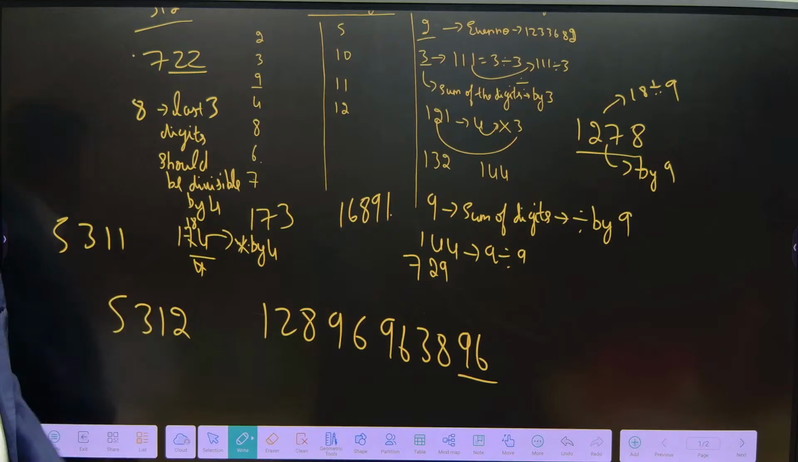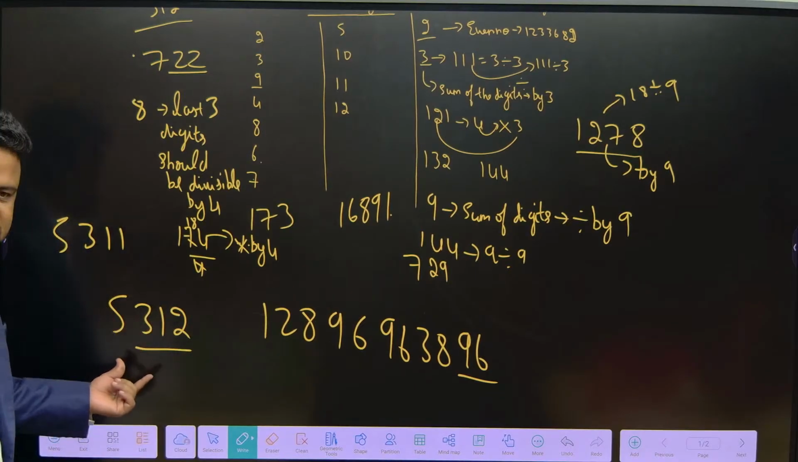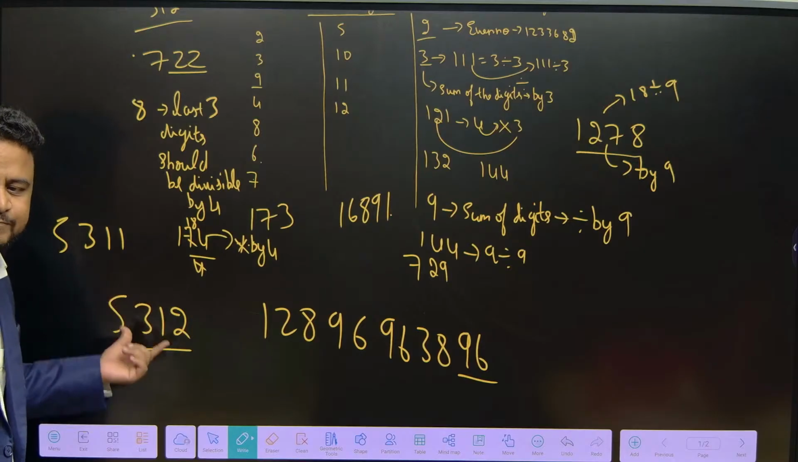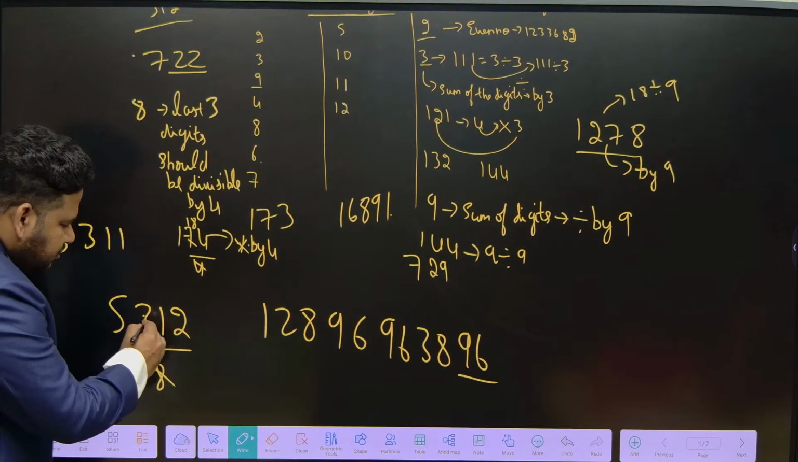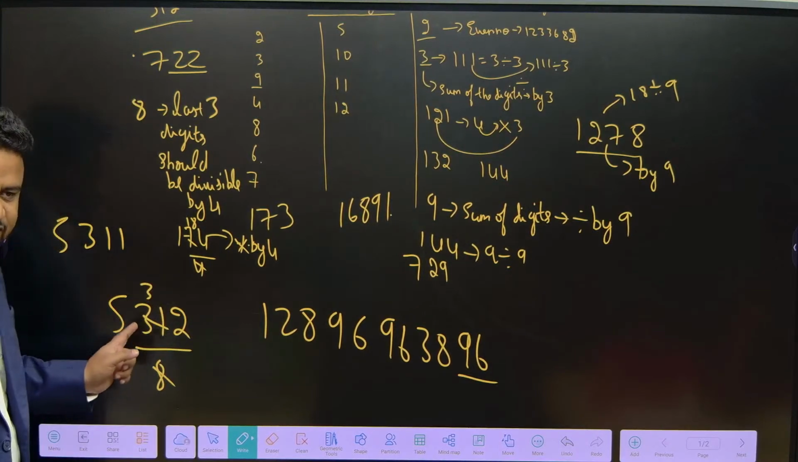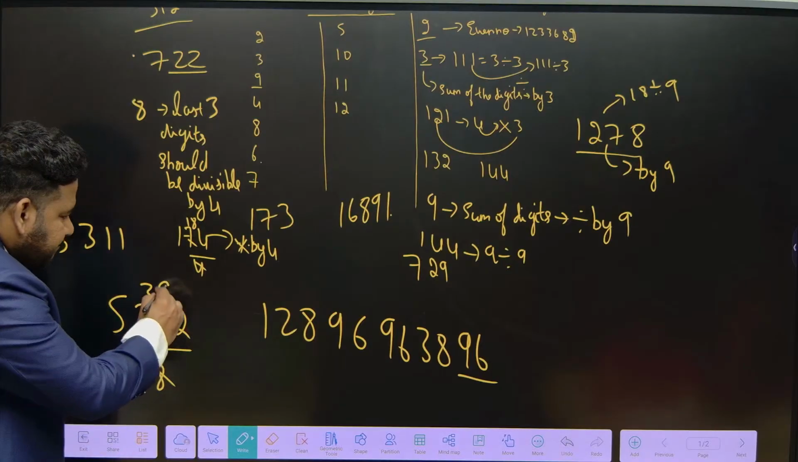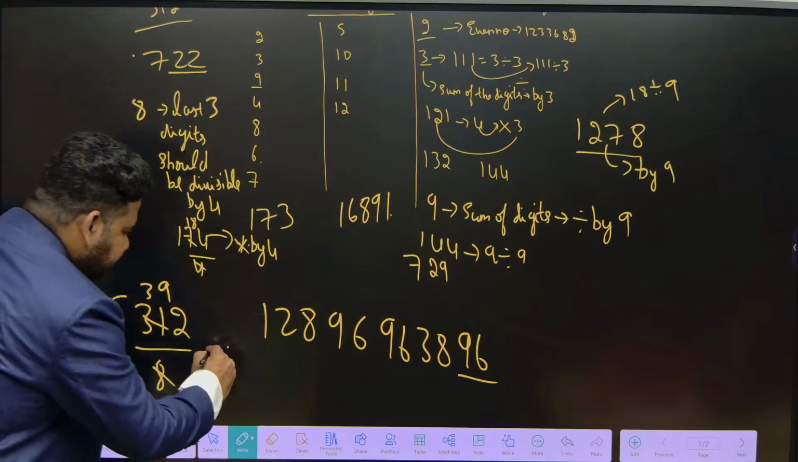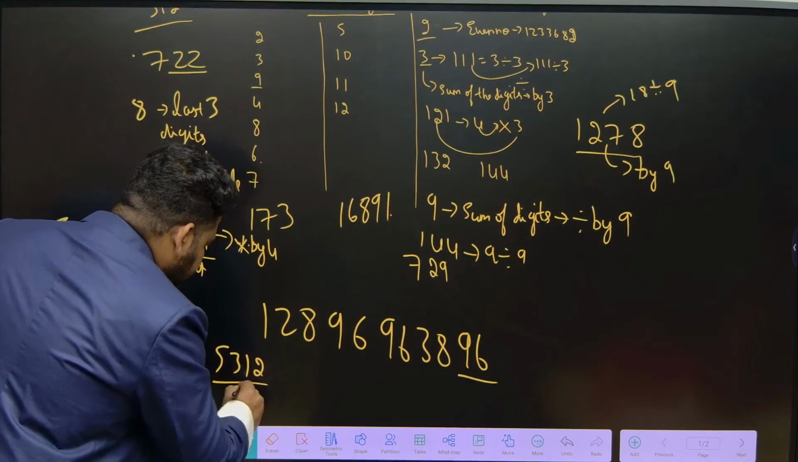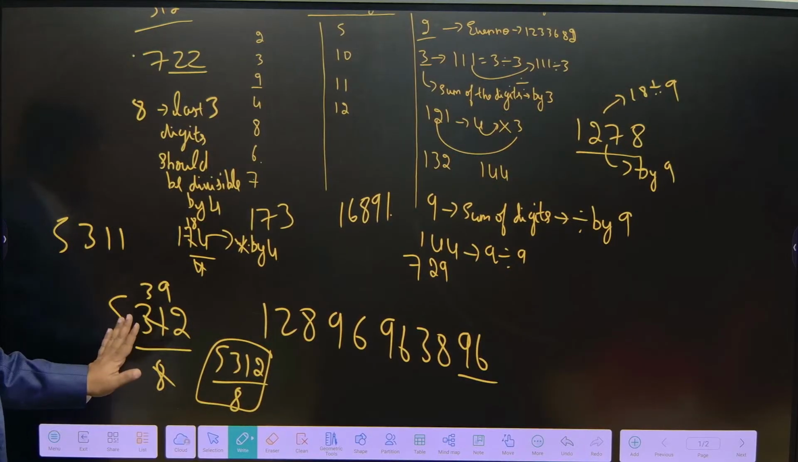Now this one you check. To check divisibility by 8, see whether the last 3 digits are divisible by 8. So what should I do? I should divide by 8. 8 3s are 24. Now what is left? 7. 72 is there. 8 9s are 72. So definitely 5312 is also divisible by 8. Not 4, 8. Okay, clear?